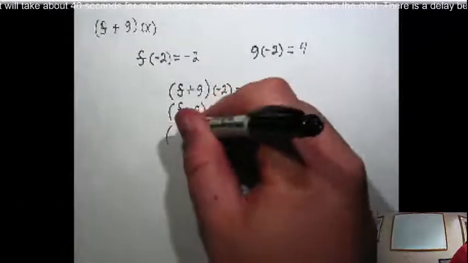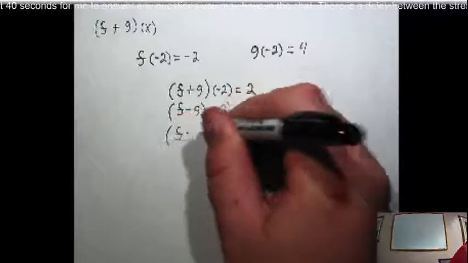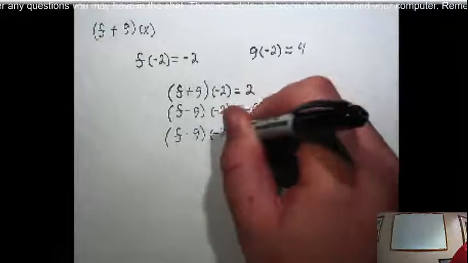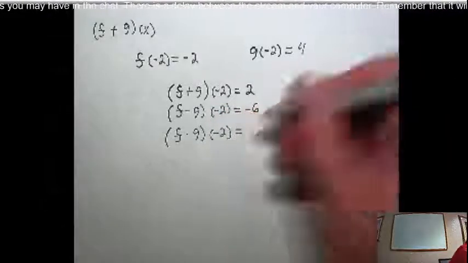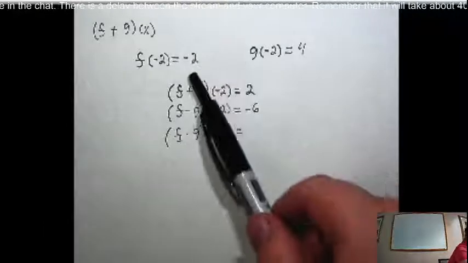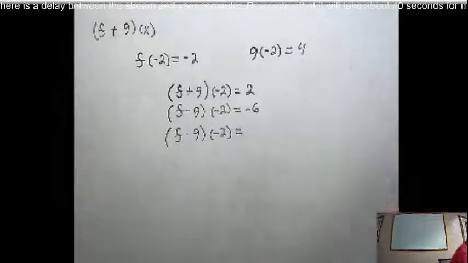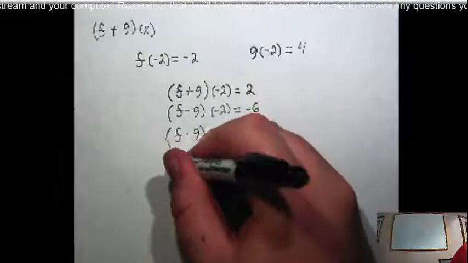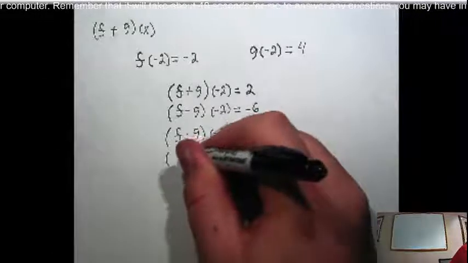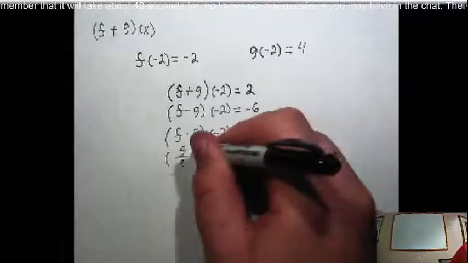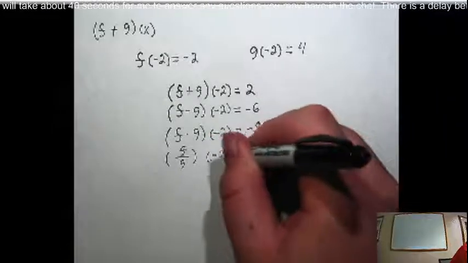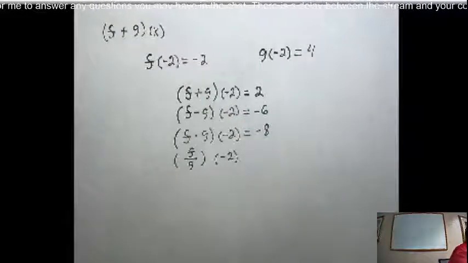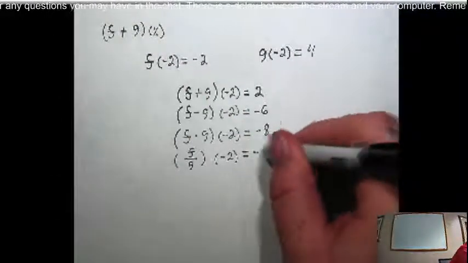Multiply f times g. Well, again, since the negative 2 is the only part that we know, f times g, so this one times this one, negative 2 times positive 4 is negative 8. And why not round it out with f over g of negative 2. So what do we get here? Negative 2, here 4. So negative 2 divided by 4 is negative 1/2.